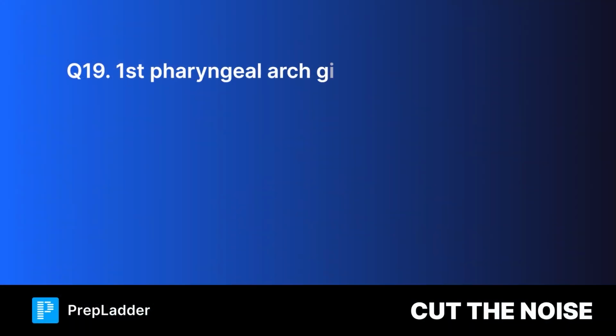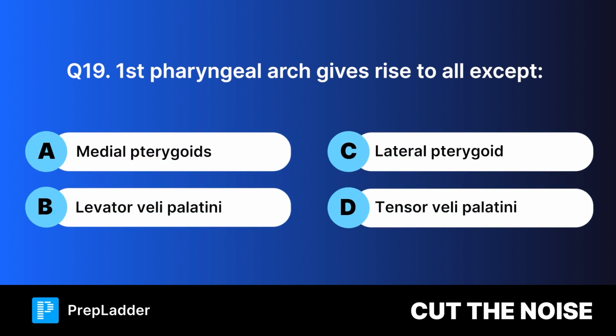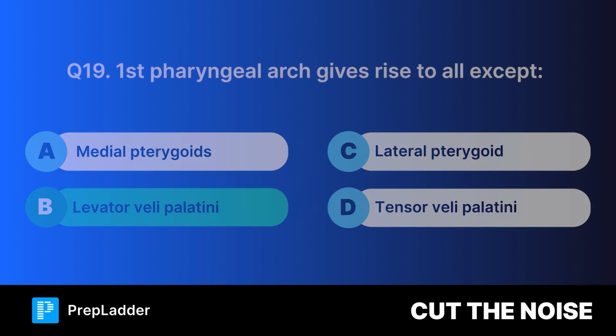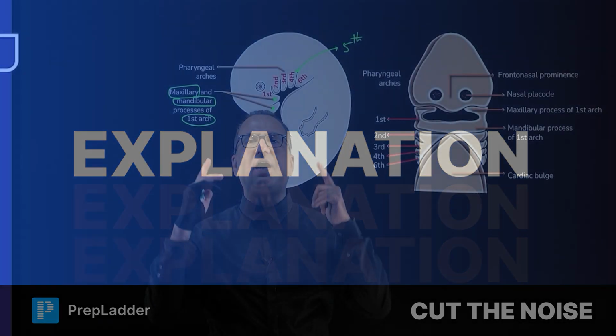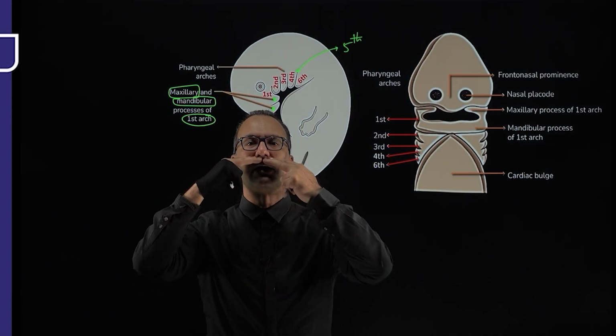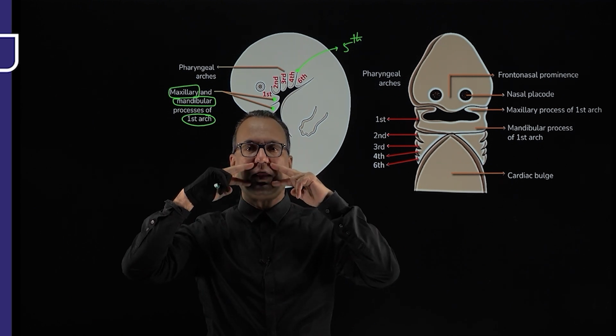Question 19. The first pharyngeal arch gives rise to all except. Your options are, and the correct answer is levator veli palatini. Here's the explanation. The first arch is giving us the maxillary process and the mandibular process. So the maxilla bone and the mandible bone develop in the first arch.